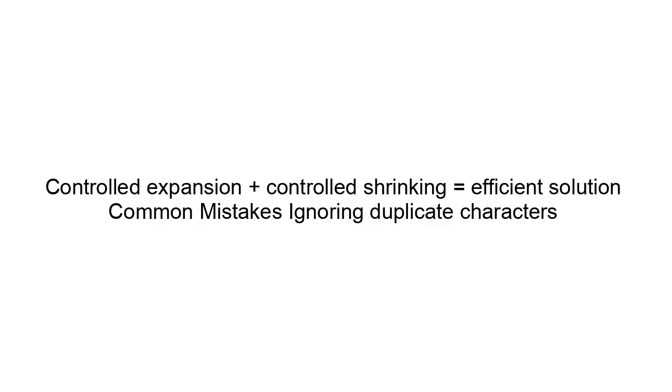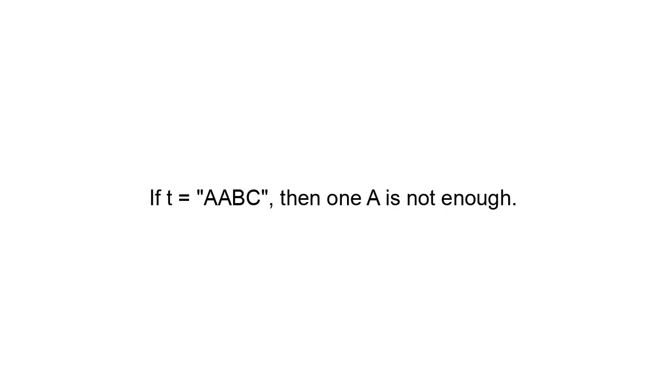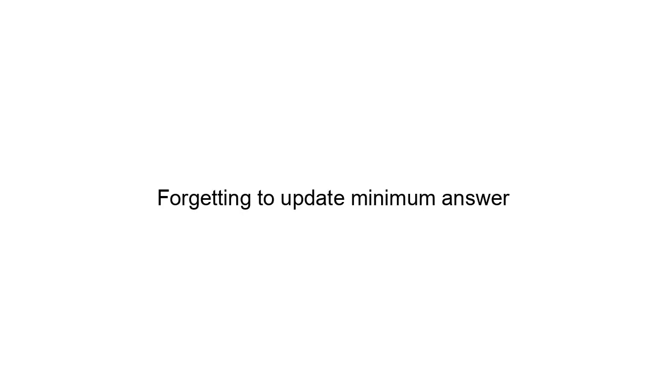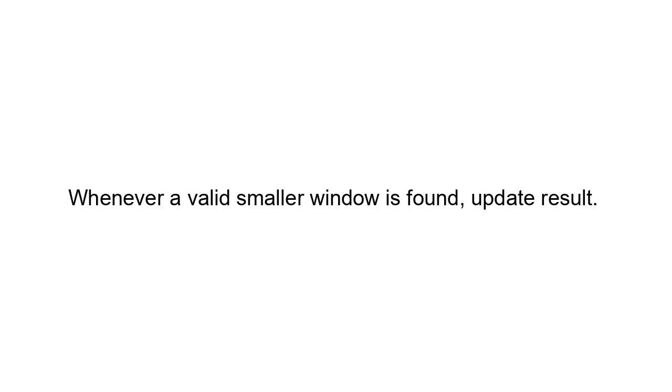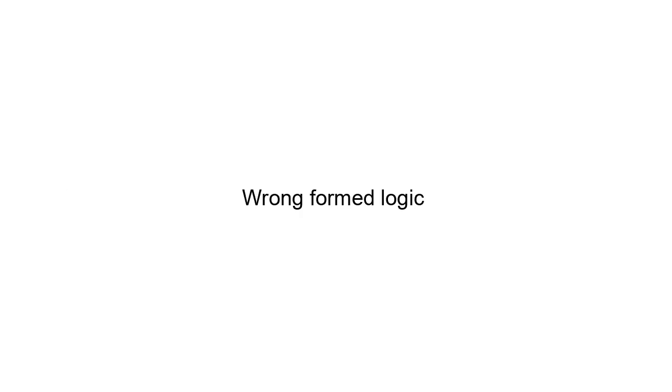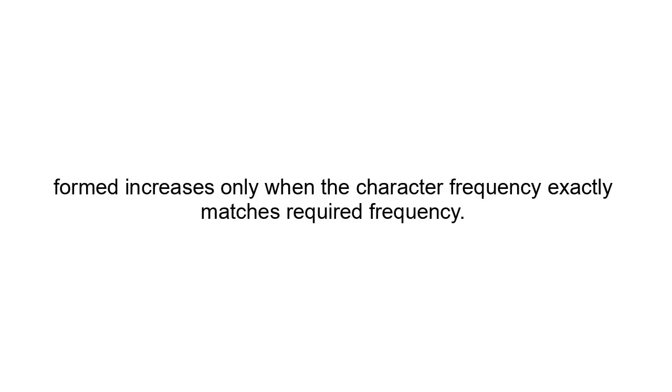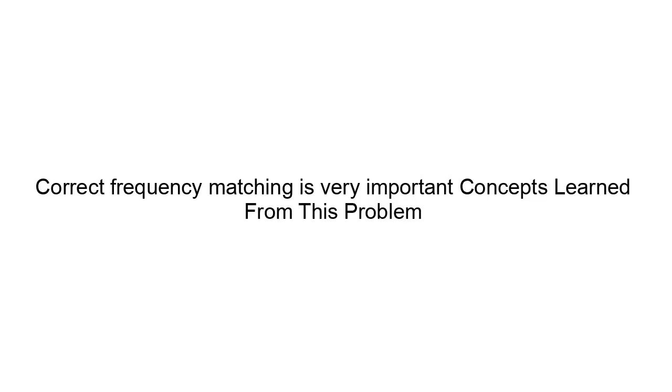Common mistakes. Ignoring duplicate characters. If T equals AABC, then one A is not enough. Shrinking too early. Only shrink when the window is already valid. Forgetting to update minimum answer. Whenever a valid smaller window is found, update the result. Wrong formed logic. Formed increases only when the character frequency exactly matches required frequency. Example concept: correct frequency matching is very important.